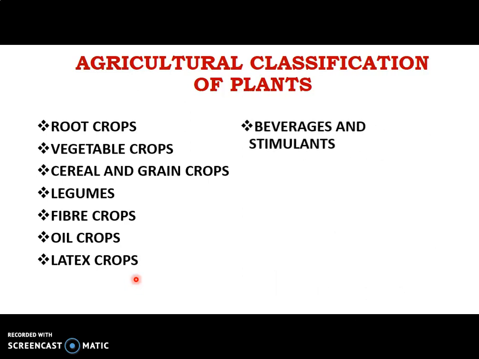We have beverages and stimulants. The vegetative parts of these plants that we call beverages or stimulants are used for stimulating certain hormones in the body. So these plants that we call stimulants always act as a raw material for beverages and also some stimulant products. Examples are cocoa, coffee, tobacco.